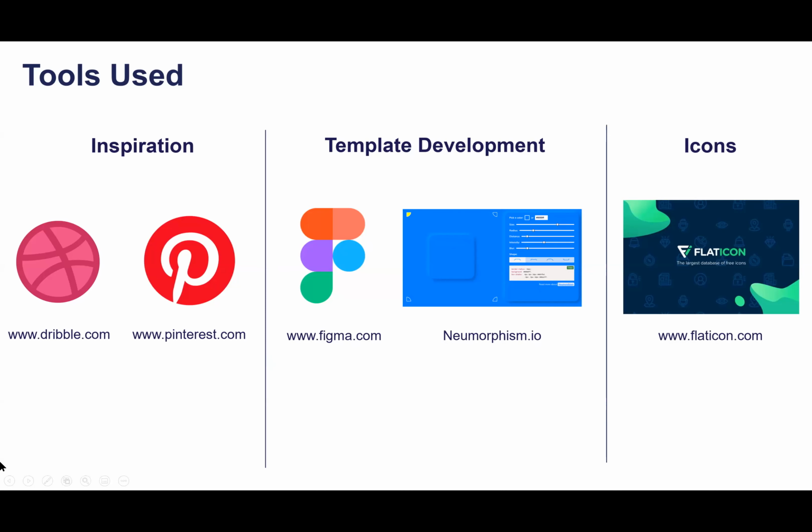Next, for the template development, we used Figma. And for the neomorphism design, to determine how to size some of the background stuff and how to code that, we use neomorphism.io. All icons that were used in the visualization came from flaticon.com. That includes the social media platform icons as well as the band area icons.